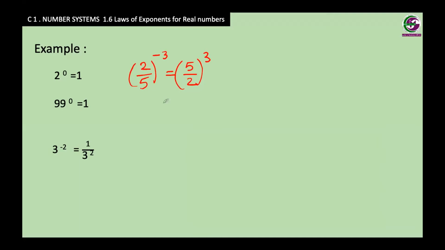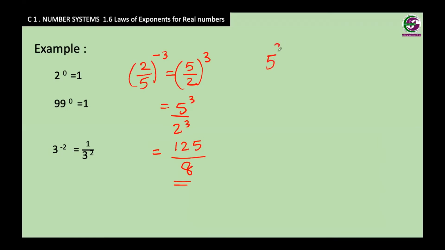And if they ask you to evaluate, you can get the answer. Evaluate means you have to get a single value without a power. 5 times 5 times 5, which is 125, divided by 2 times 2 times 2, which is 8. And that's your answer. Let's see another example.